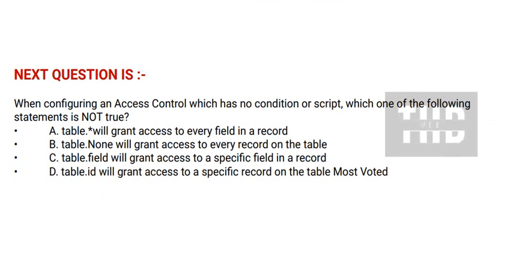Next question is, when configuring an access control which has no condition or script, which one of the following statements is not true? Option A, table.* will grant access to every field in a record. Option B, table.none will grant access to every record on the table. Option C, table.field will grant access to a specific field in a record. And option D, table.id will grant access to a specific record on the table. Most voted. And the correct answer is option D.